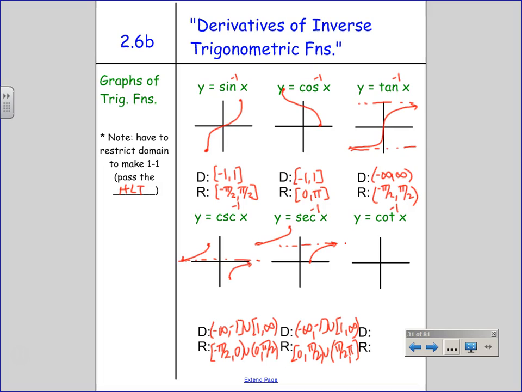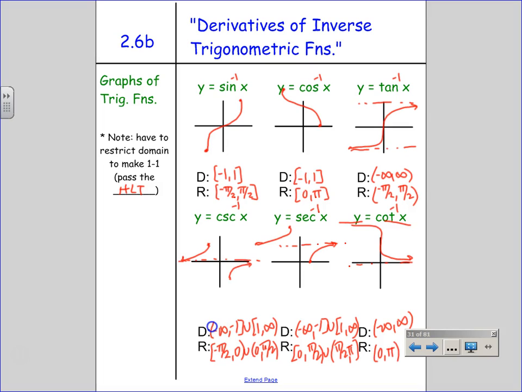Cotangent inverse is that guy flipped. That guy flipped ends up being, instead of straddling the axis, there we go. Domain is still negative infinity to infinity, but he's from 0 to pi. Nope, he has vertical asymptotes there.